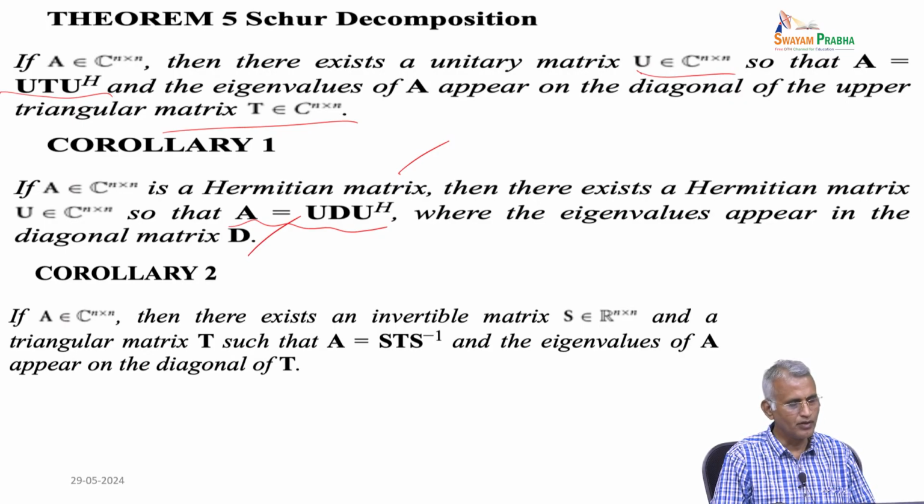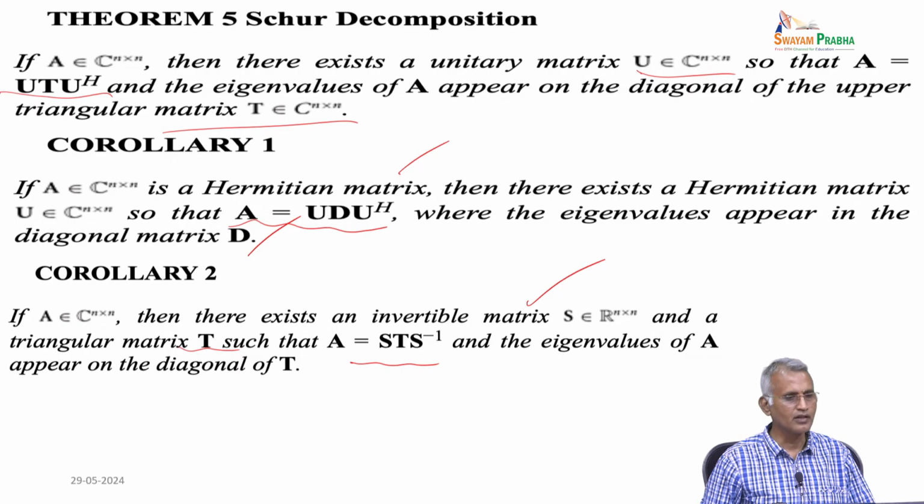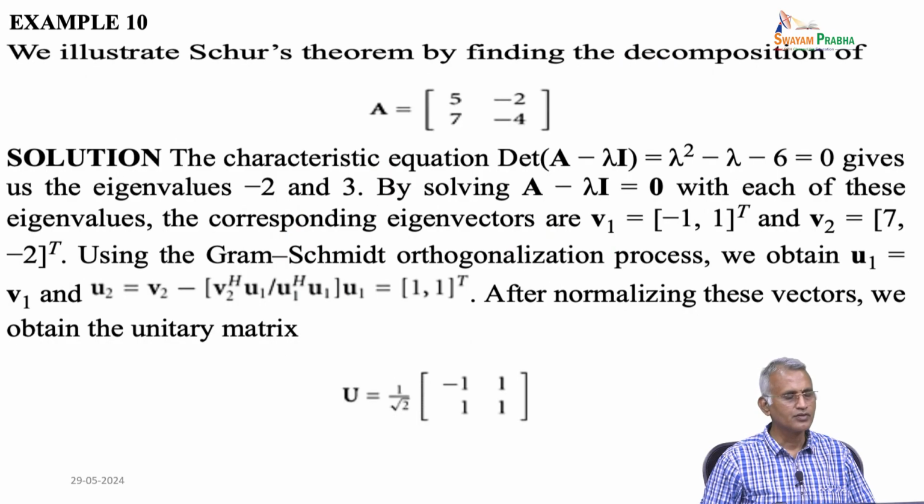If A belongs to N cross N real matrices, there exists an invertible matrix S in R power N cross N and a triangular matrix T such that A equal to S T S inverse, and the eigenvalues of A appear on the diagonal of T. So, these are all the further analyses with the help of the Schur decomposition. We will discuss some simple examples, then we will go to the depth of the Schur decomposition.